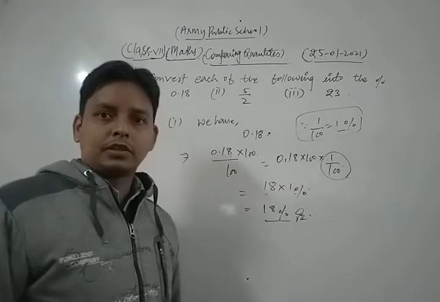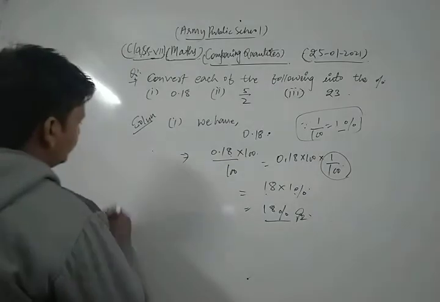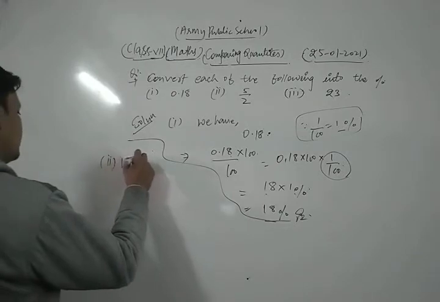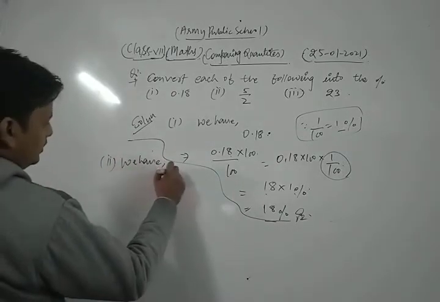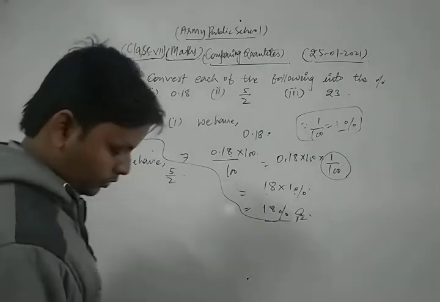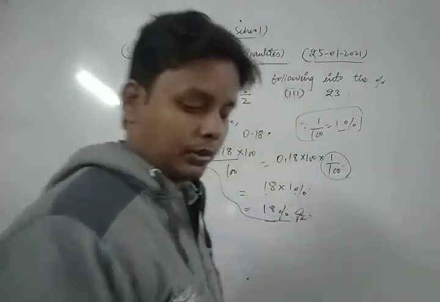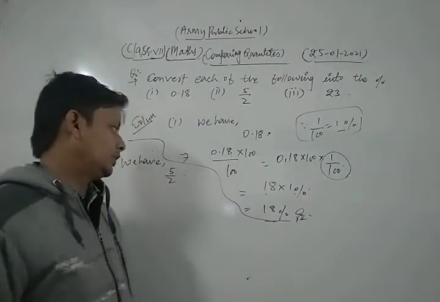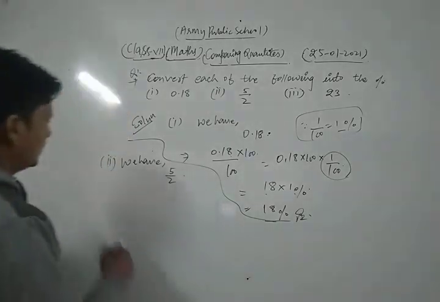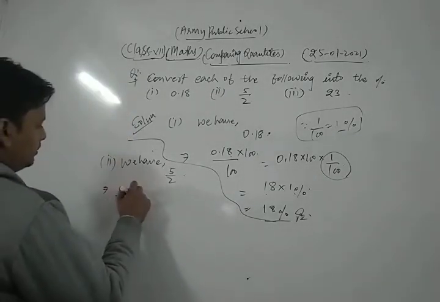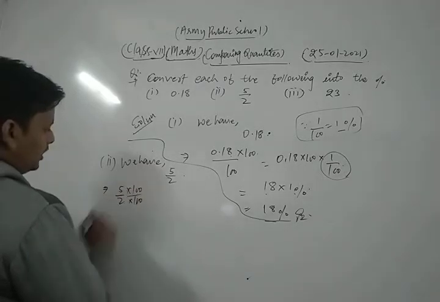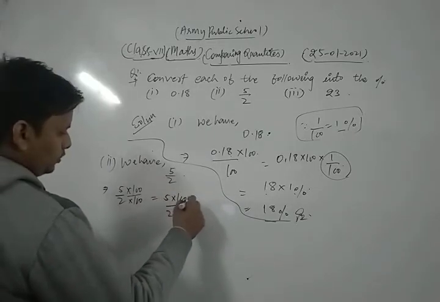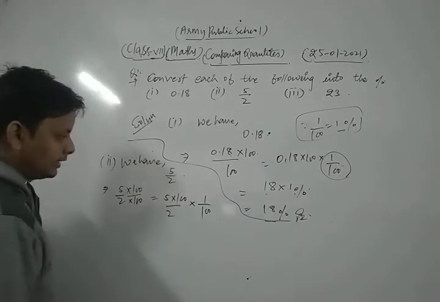Now, similarly, we take and solve the next part of this question. The second question is 5 by 2. In order to convert the given value into percentage, first of all we must multiply both the numerator and denominator by 100. So we get 5 by 2 multiplied by 100 upon 100. Now we write 5 into 100 upon 2 together, and 1 upon 100 separately.